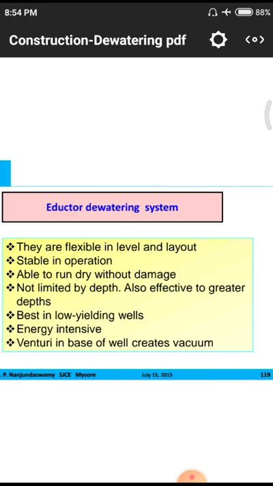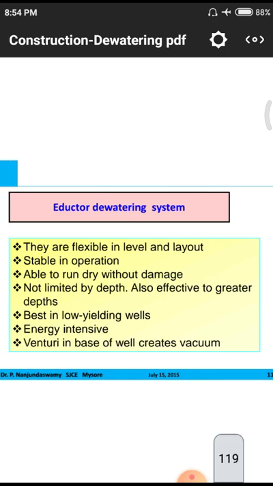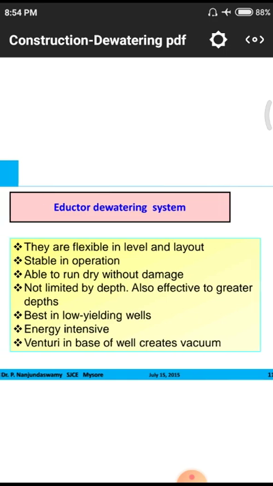That means not limited by depth. It means it is useful for a smaller scale of depth as well as a large scale of depth. Normally, these ejector dewatering systems we will employ for larger depths. For smaller scale of depth, we will go for the single stage multi-point systems and other well point systems. Why? Because it is finance free structures. Next one is the best in low yielding wells.